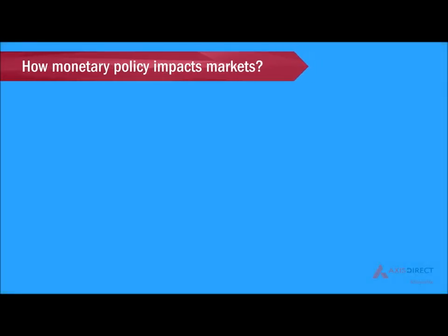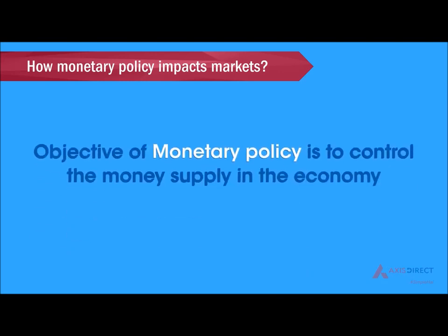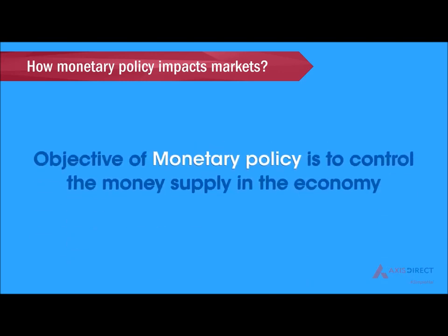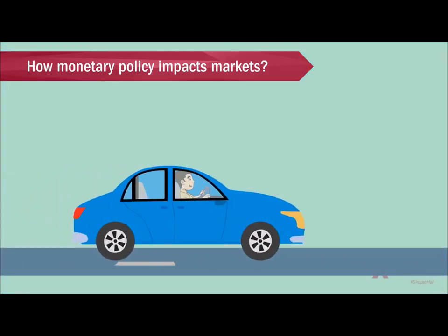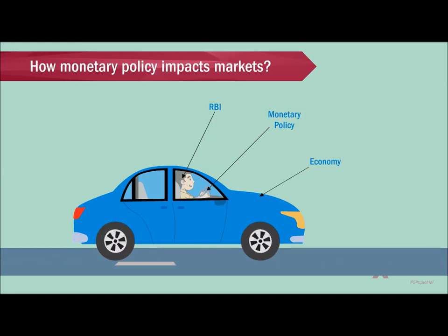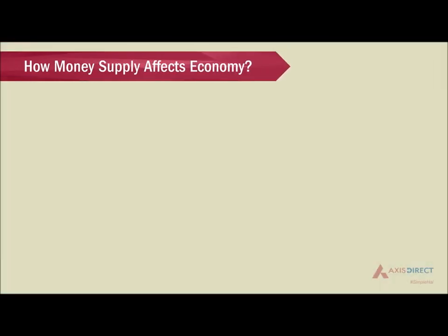Now, let us look at how monetary policy impacts markets. Objective of monetary policy is to control the money supply in the economy. Just like the driver with the help of steering wheel directs the car in the right direction, similarly, RBI, through its monetary policy, increases and decreases the money supply in order to speed up or slow down the economy. Let us see how money supply affects the economy.